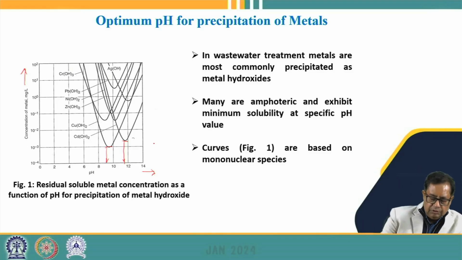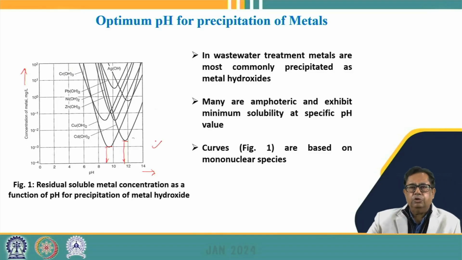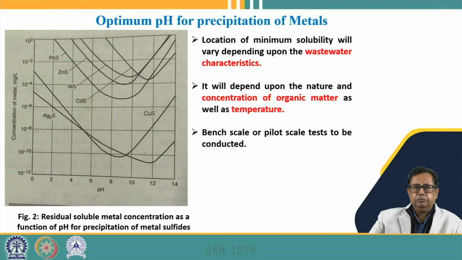And these curves that we are seeing here are based on the mononuclear species, right? And if we want to find out the range for the wastewater treatment, we have to perform the actual test or pilot scale test, so that we can find out the optimum value for a certain type of wastewater.